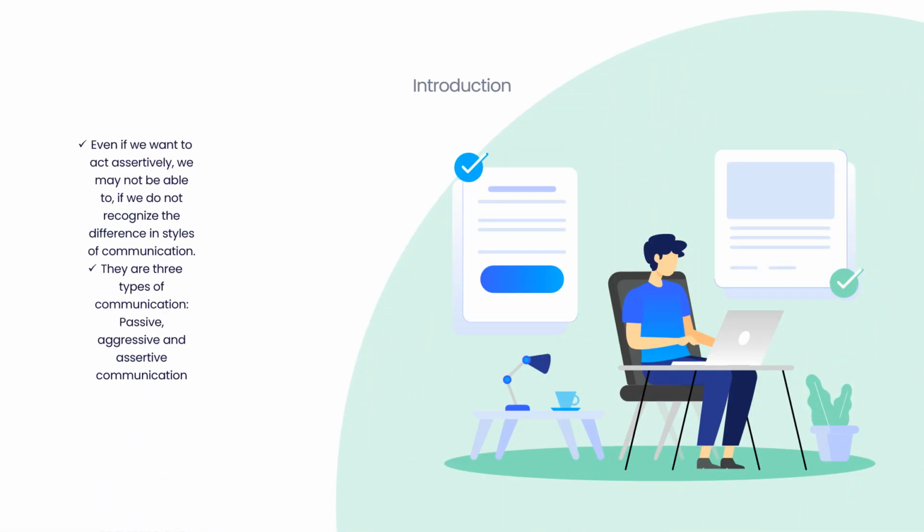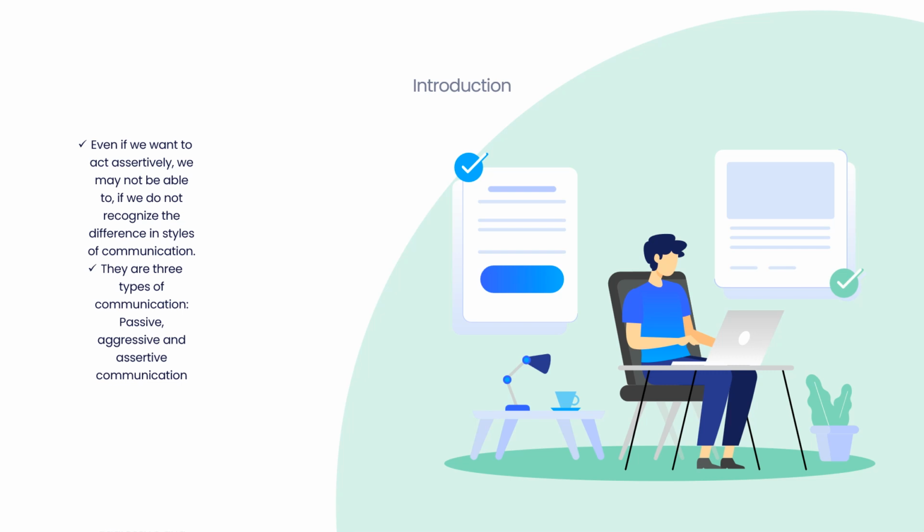Introduction. Even if we want to act assertively, we may not be able to if we do not recognize the difference in styles of communication. So here is about styles of communication. We have different styles of communication. Now, as a supervisor, you have to have the knowledge of what type of style you can use when you are interacting with your followers.